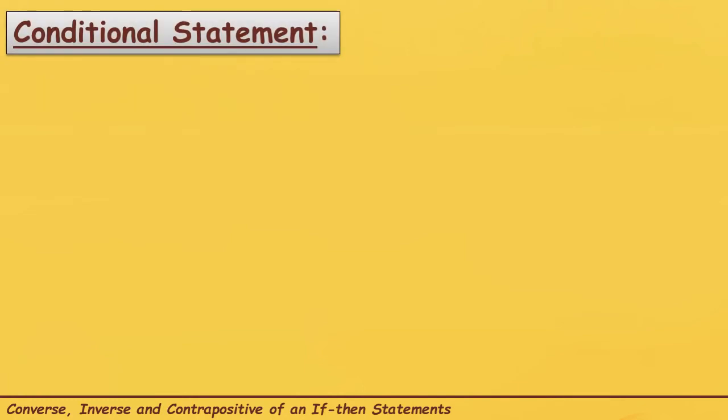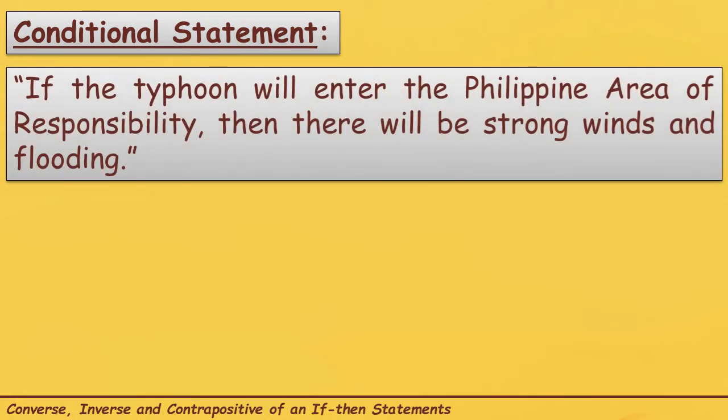Okay, from the typhoons in the Philippines, can you make a conditional statement out of it? Okay, example of conditional statement na pwede nating magawa mula doon sa ating story na typhoon in the Philippines, we can say that if the typhoon will enter the Philippine area of responsibility, then there will be strong winds and flooding. Okay, so this is an example of a conditional statement based on that story.